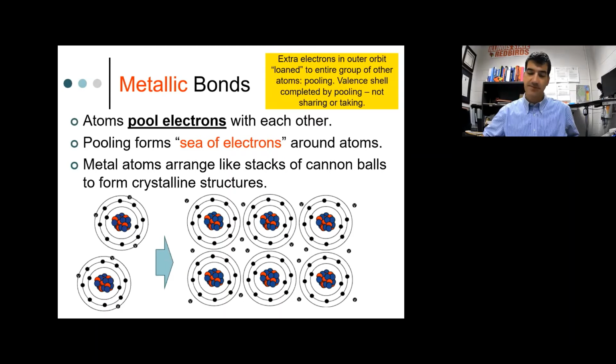The way we think about this, I often think about this like stacks of cannonballs. We'll talk more about that next time when we talk about lattice structures. But when you think about these lattice structures, and metals do form lattice structures, think about them as stacked layer upon layer of cannonballs. Any type of stacked spherical object will work.